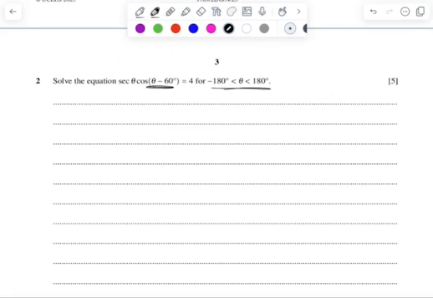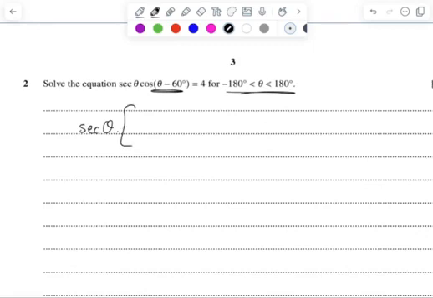So what I see here, my sec can be written as 1 over cos. And then I've also got a compound angle here, which I need to expand. So I am going to just start expanding. I'm quickly getting my MF19. Okay, so make sure you have your MF19 with you. I'm going to put a big bracket here because I'm going to expand this and it's going to have more than one term. So I've got cos of theta, cos of 60 plus sine theta sine 60, and that's equal to 4.